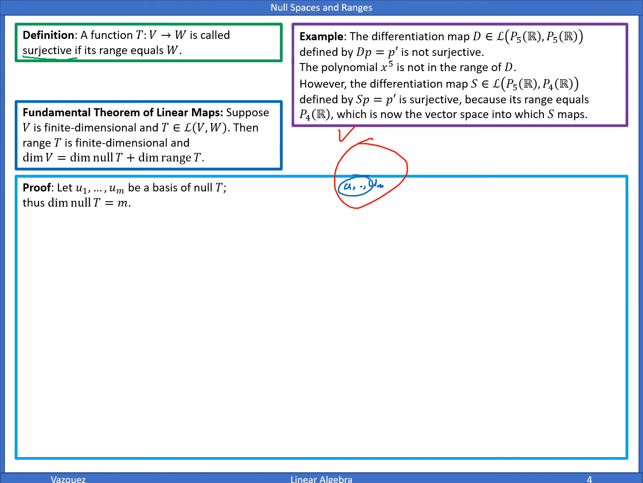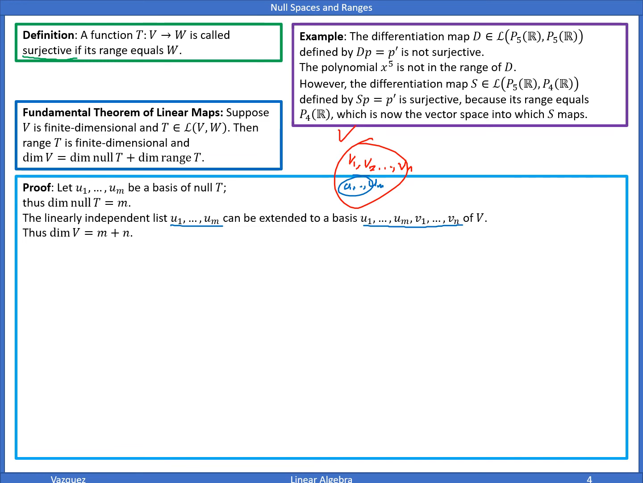So because we have m many vectors, the dimension of the null space of T is m. And this we can, by a previous theorem we saw in chapter 2, extend to a basis of V by adding those vectors to the list of v1 to vn. So u1 to um, v1 to vn are a basis of V, or I should say everything contained in V that isn't the null space.